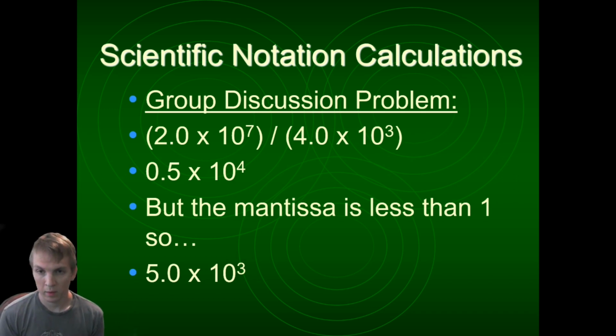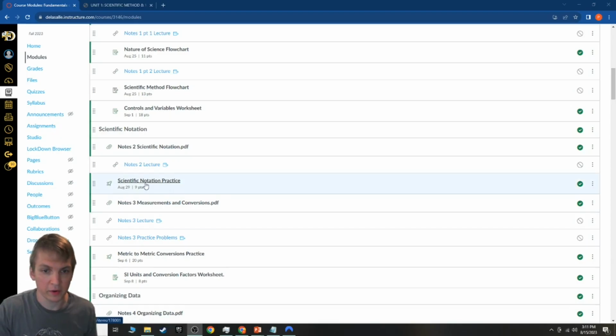All right, that concludes Unit 1, Notes 2 on scientific notation. There should be an assignment in Canvas, so let's go ahead and take a look at that. So in Canvas, there is this assignment right here, Scientific Notation Practice. Go ahead and take that.